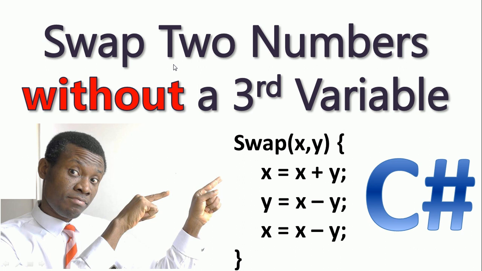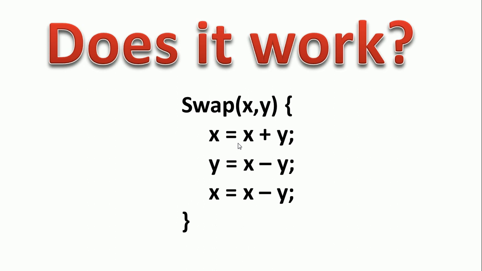variable. This is something that has been confusing to many people for a long time now. The question is not whether we write the code. The question is, does it really work? Because everybody believes that for you to swap two numbers, you need a temporary variable. But the discovery shows that you don't need a temporary variable. So let's verify this claim because it may work or it may not work.